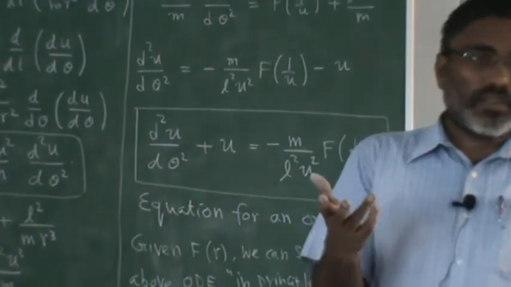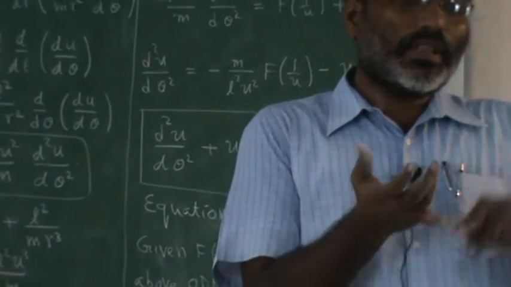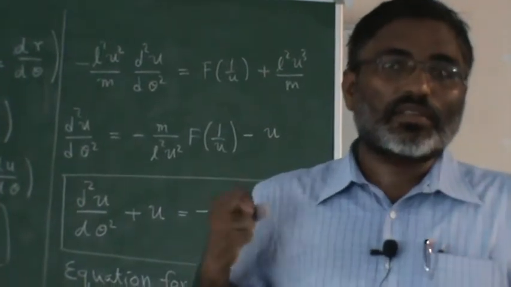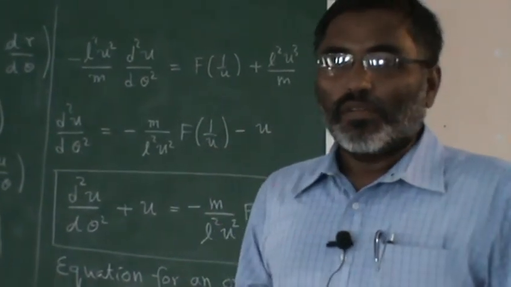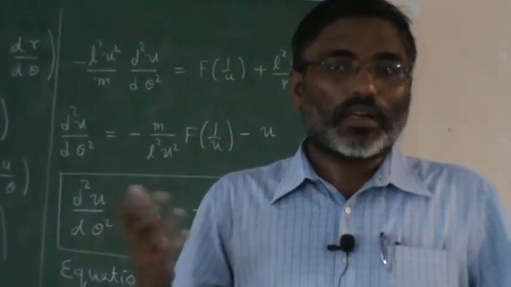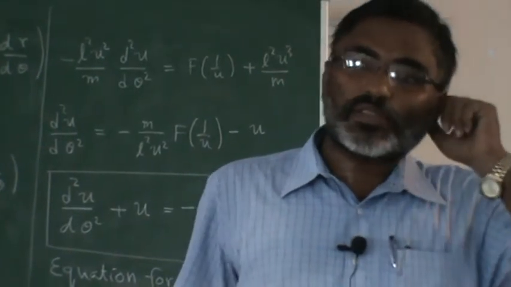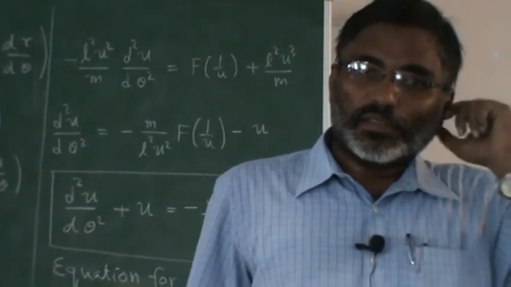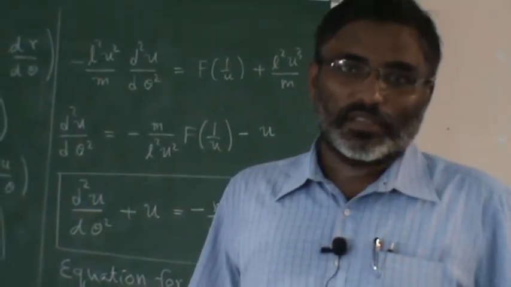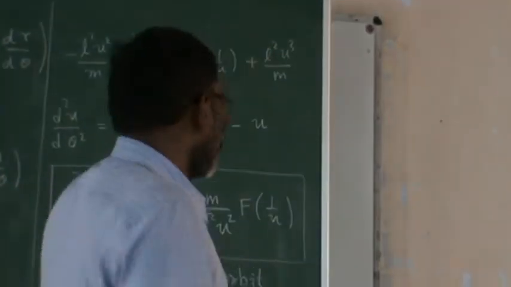So there are two things. Given the force, find the orbit. Given the orbit, find the force. So this orbit equation is most useful for finding the force given the orbit. If you are training students for competitive exams like CSIR, this question is usually asked. An orbit will be given, you have to find the force. And for that, you should use this equation.